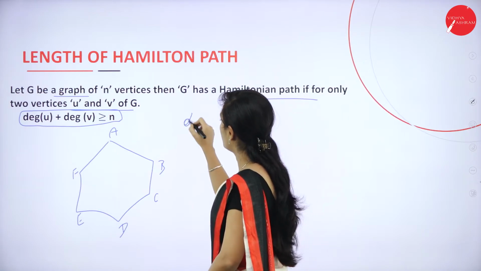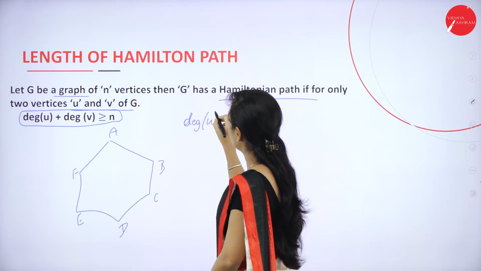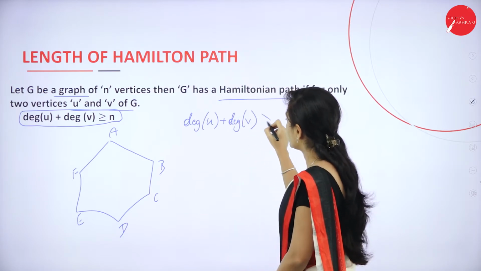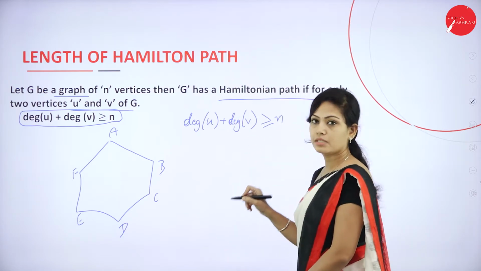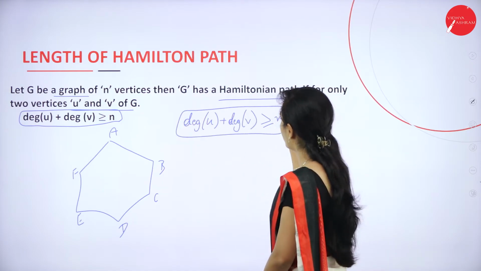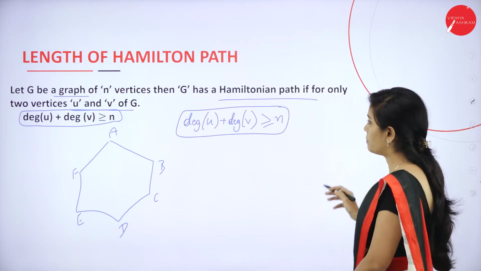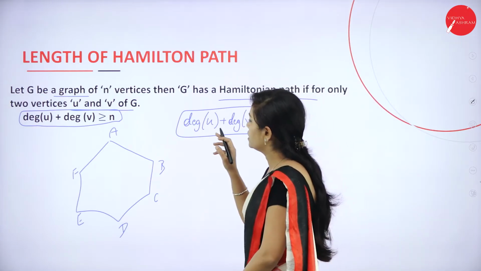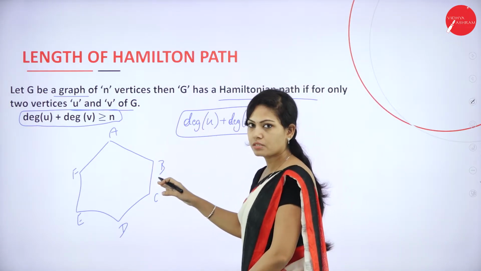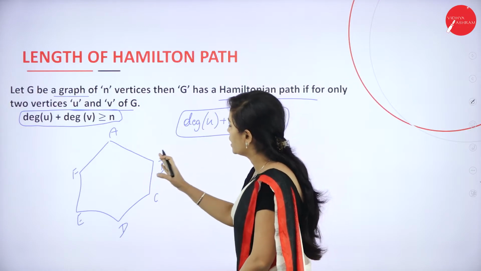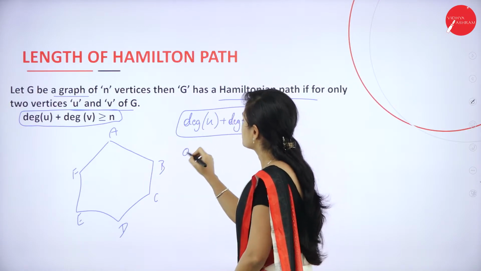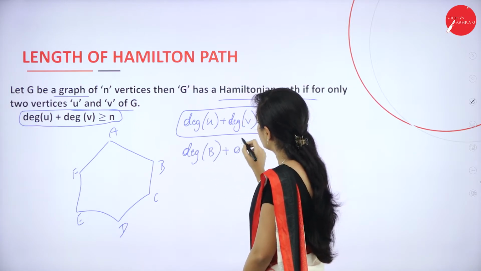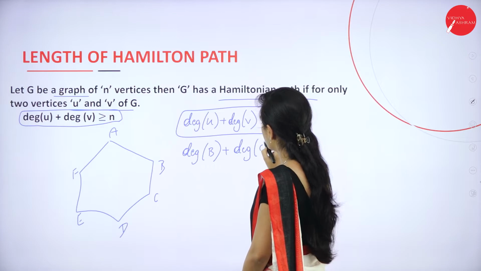I'll use this formula: degree of U plus degree of V should be greater than or equal to N. Very important formula for finding whether it is a Hamiltonian path or not, or finding the length of the Hamiltonian path. Here I will take two vertices. You can take any other vertices. I will take B and C. So degree of B plus degree of C.